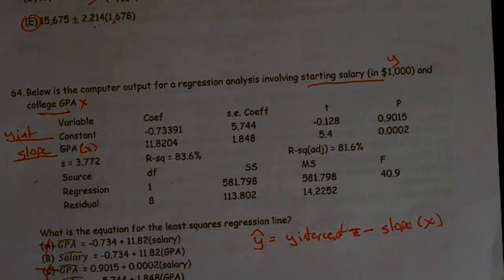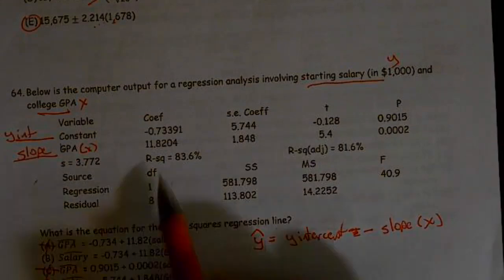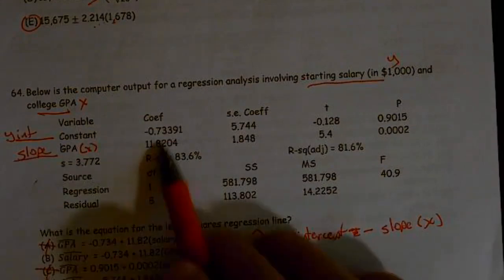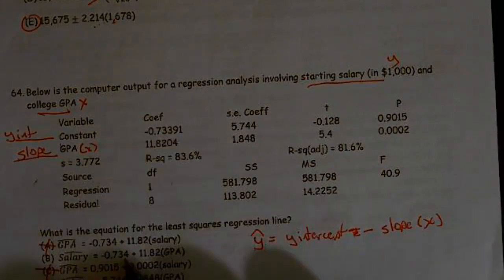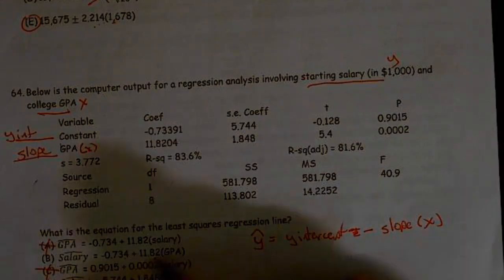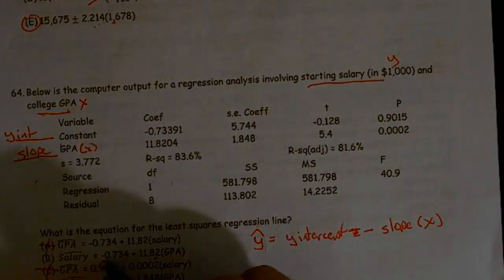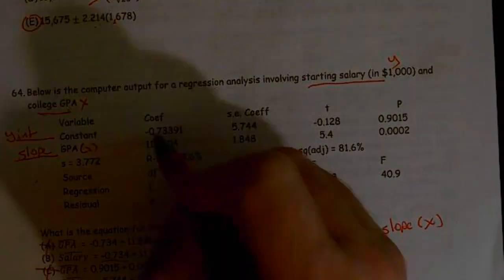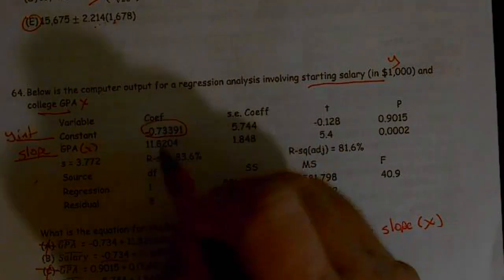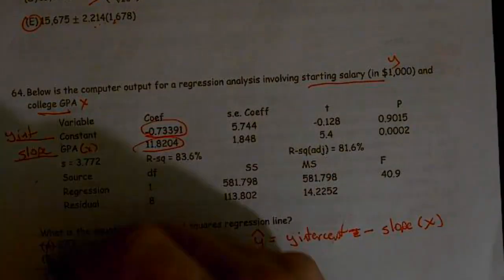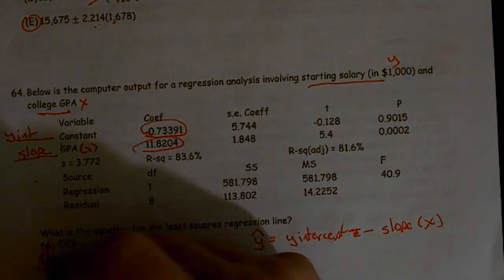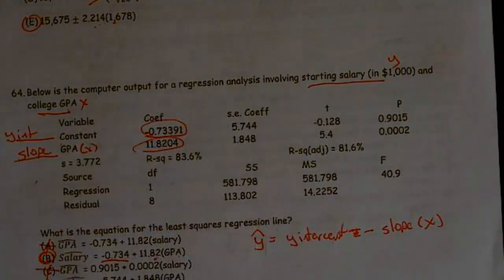So apparently, if my slope is 11.8 and my y-intercept is 0.734, I need a negative 0.734 times 11.82 times the slope. Well, the one that starts off with the correct y-intercept, there's my y-intercept, and there's my slope. The one that has those is B. So the answer choice to number 64 is B.